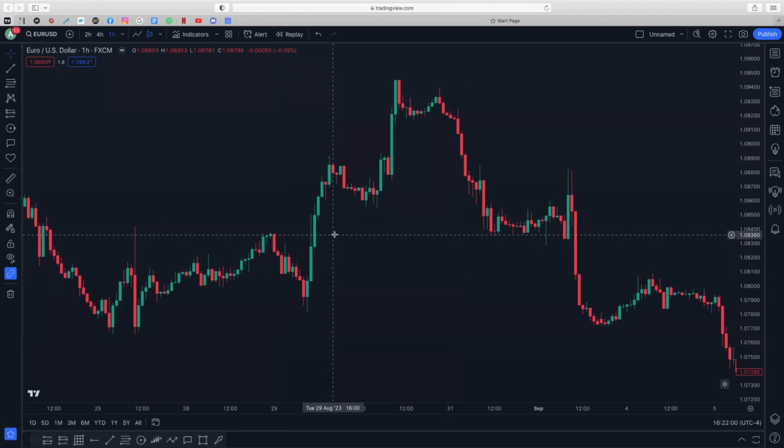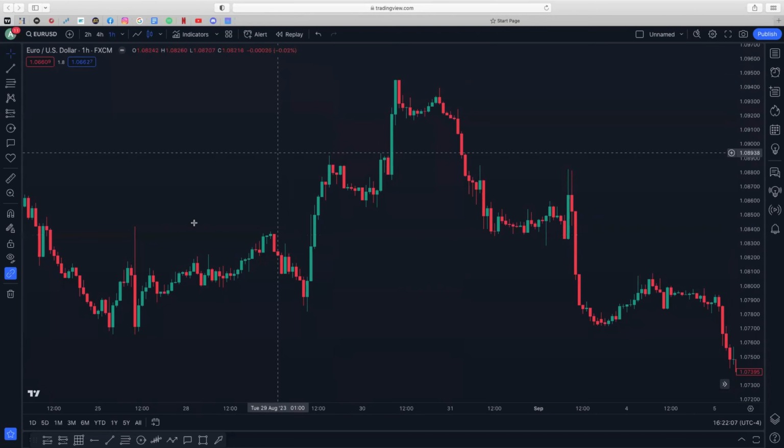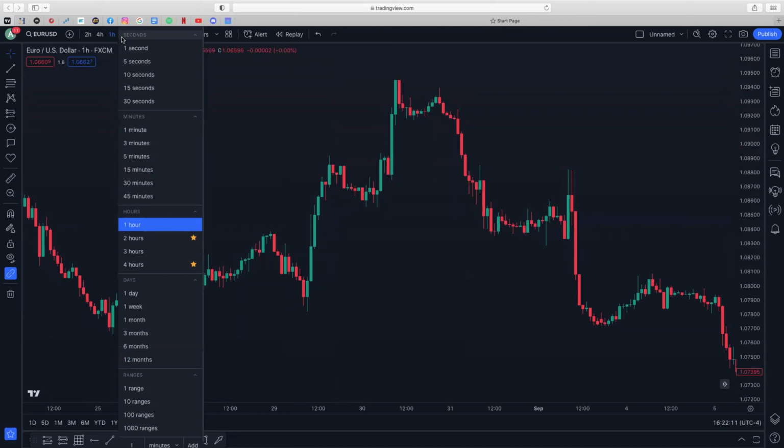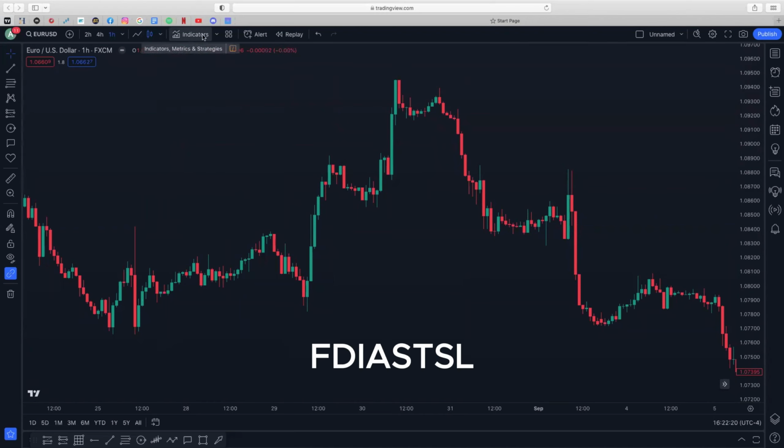In this video today, I'm going to give you the most effective scalping strategy that works on any market. So first off, open TradingView like mine. Then you choose any time frame of your choice. Next, navigate to the indicator section and search for FDIAS TSL.